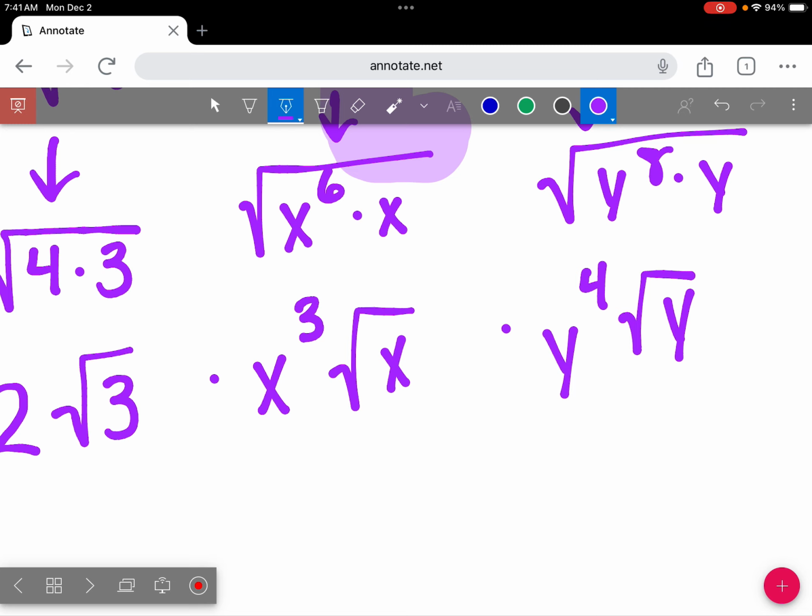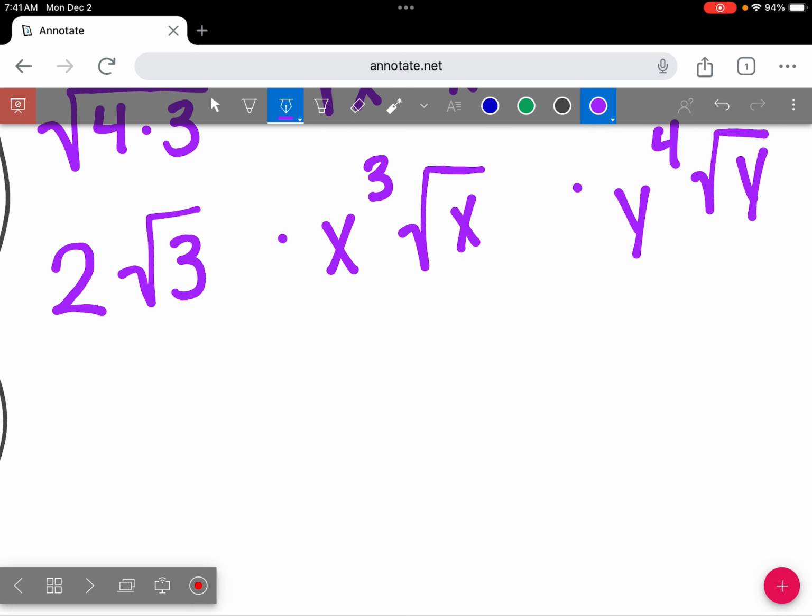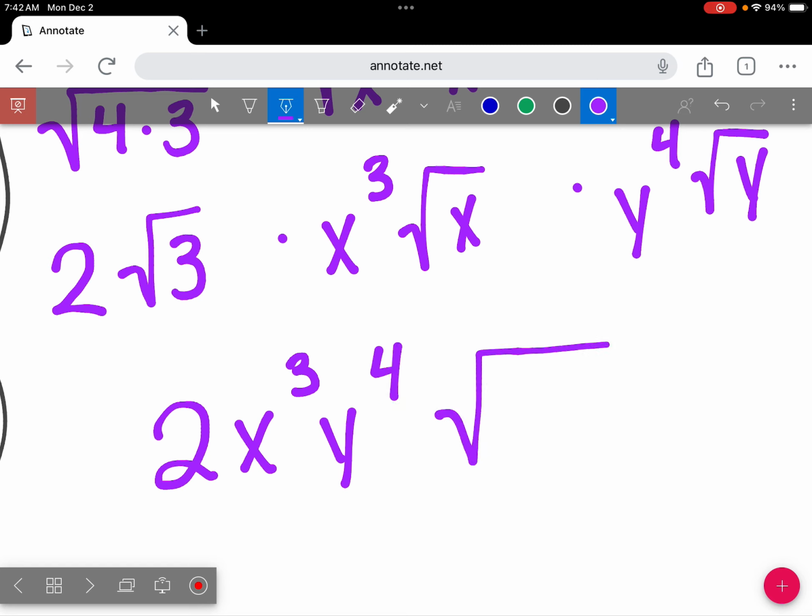All the things that are outside the radical go together. All the things that are under the radical go together. So we're going to rearrange it so that I don't have 3 separate radicals. We're going to get back to 1. So everything that's outside, I'm going to have my 2x cubed y to the 4th. I still have my square root here. All of my lonely bits go inside. My 3, my x, and my y.